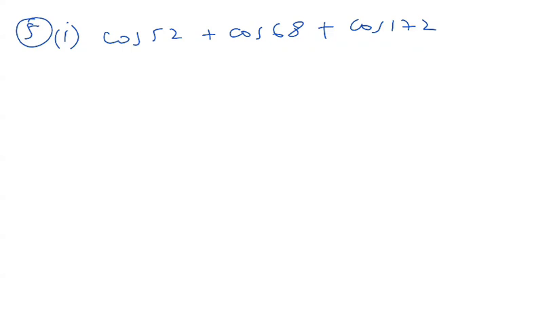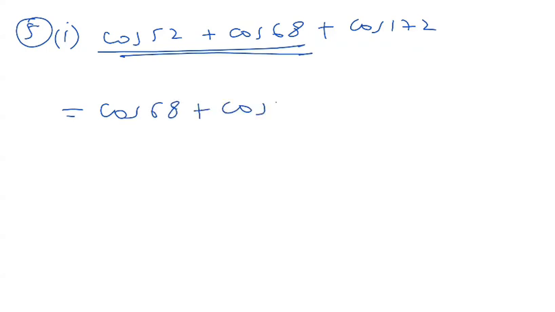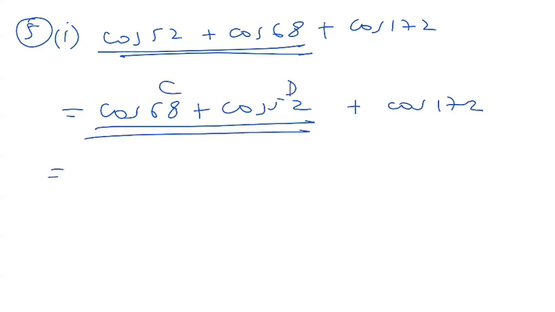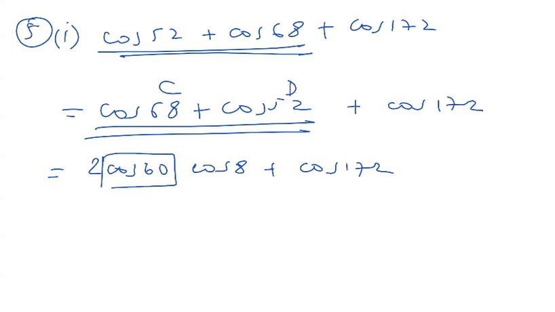Okay. So I'll just group these two terms, cos 68 plus cos 52 plus cos 172, cos C plus cos D, 2 cos C plus D by 2, cos C minus D by 2. So C plus D by 2, 68 plus 52, that is 120. 120 divided by 2 is 60. And 68 minus 52, that is equal to 16. 16 divided by 2 is 8. Okay. Cos 60 is half.